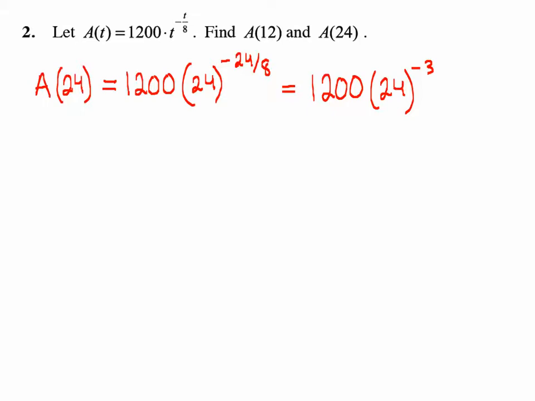So last problem. I just didn't know. Let's be careful. The power. Just want to make sure you can get it.